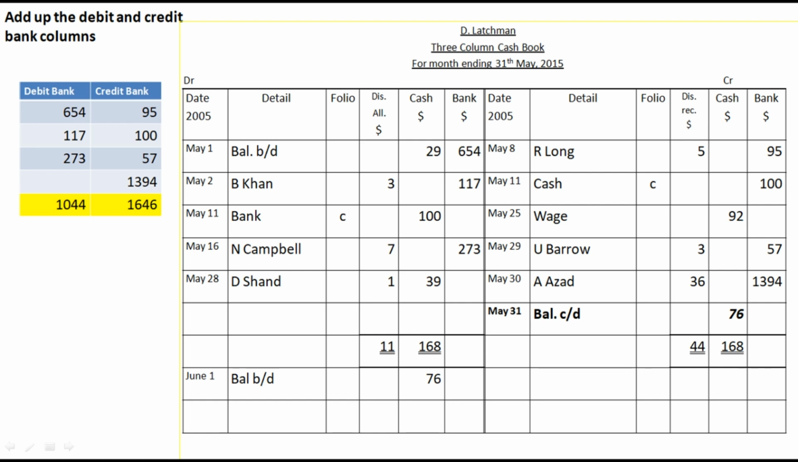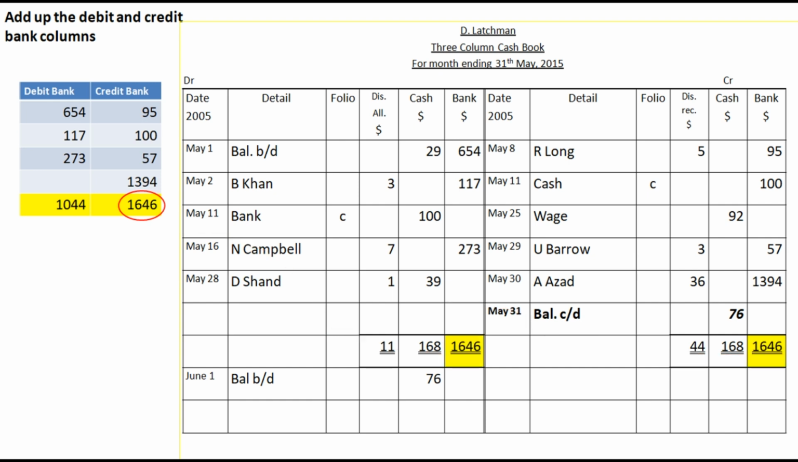Next, we're going to add up the credit bank account. On the credit side, there is $95, $100, $57, $1,394. And when we add it up, we have $1,646. Next, we have to look at which one out of these two has the larger figure. And in this case, the credit bank column has the larger figure with $1,646. So we're going to place that figure on both sides to balance off both accounts.